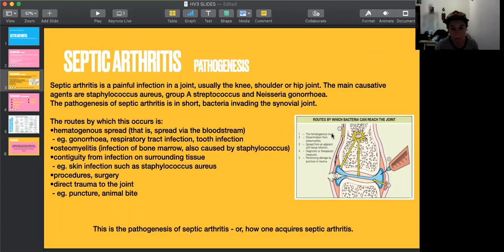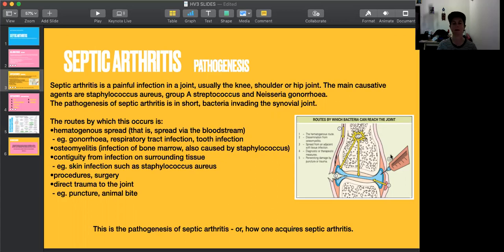demonstrated on this diagram. So the hematogenous route, which can happen if you have a tooth infection, respiratory tract infection, or gonorrhea. It's basically spread via the bloodstream. Osteomyelitis, so infection of the bone marrow, also caused by staph. An infection on the surrounding tissue outside of the joint, e.g. staph.